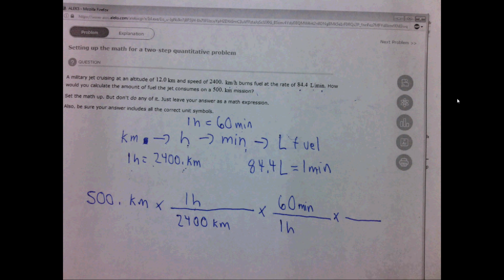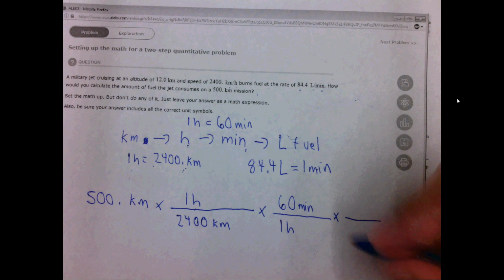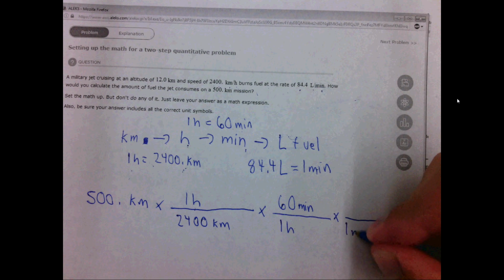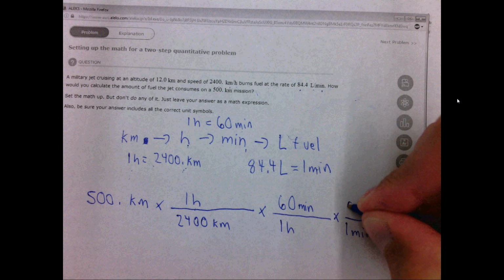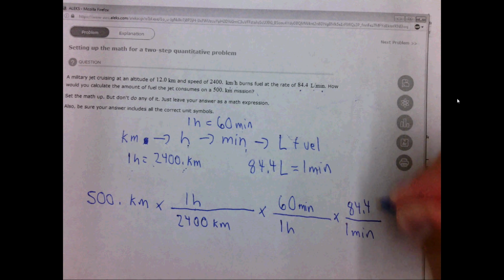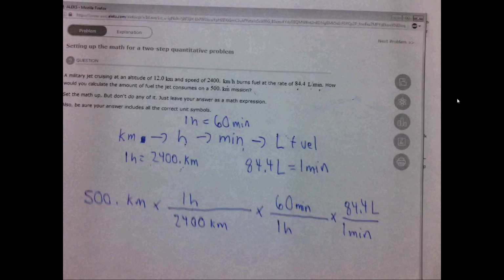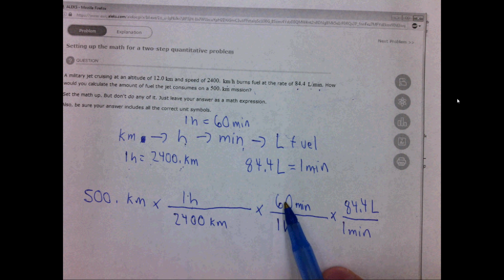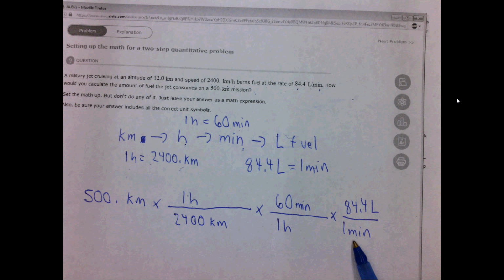we want to get minutes to cancel out. So we want to go from minutes to liters of fuel. So we put the 1 minute on the bottom and the 84.4 liters of fuel on the top. To solve this mathematically, we multiply by the top, divide by the bottom, multiply by the top, divide by the bottom, multiply by the top, divide by the bottom.